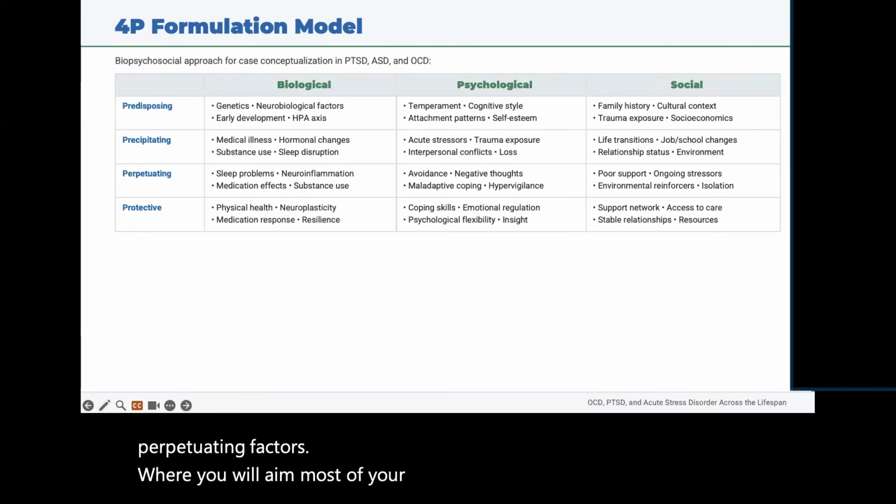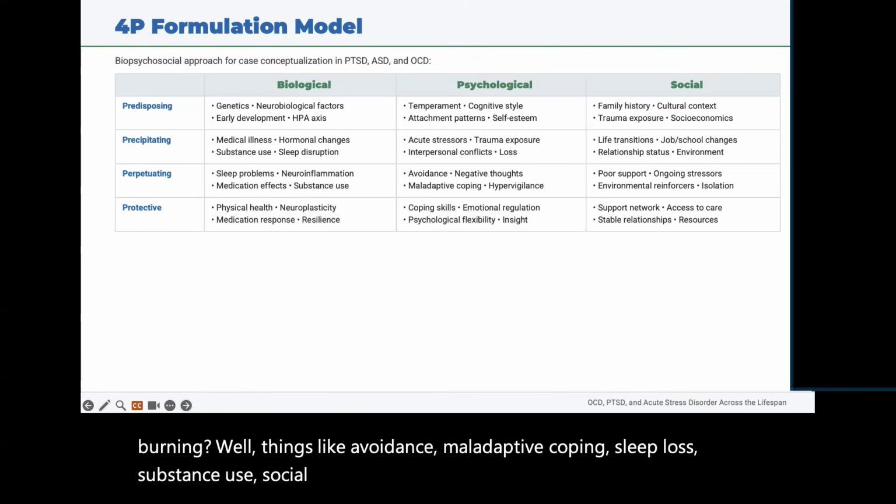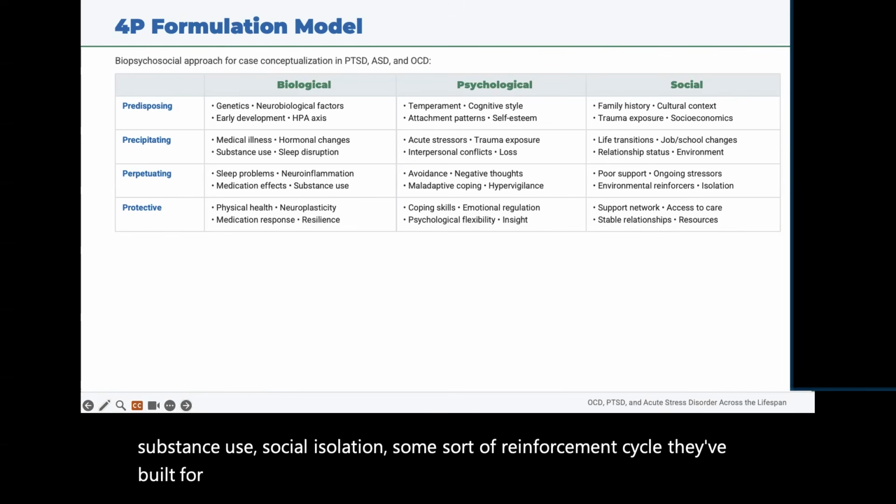So what keeps this fire burning? Well, things like avoidance, maladaptive coping, sleep loss, substance use, social isolation, some sort of reinforcement cycle they've built for themselves. These are the habits and environments that help maintain the disorder.